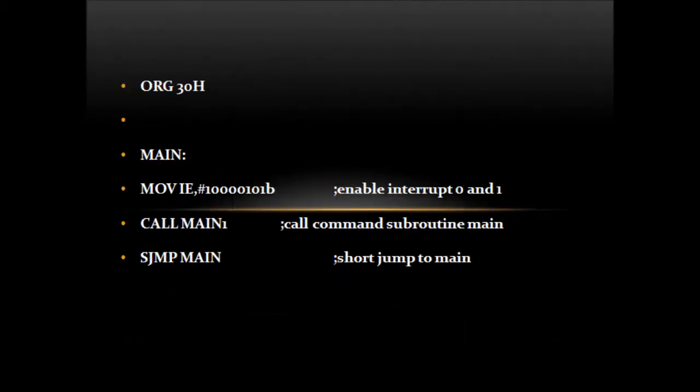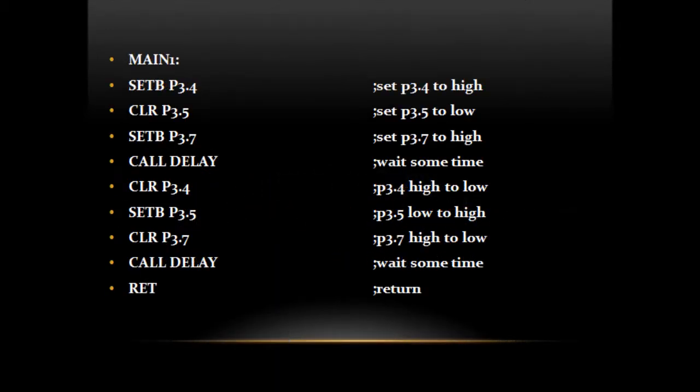This is the main program for initialization, where interrupt 0 and interrupt 1 are enabled. They are set to 1 along with enable all register. We should remember that enable all register must be always set to 1 in order for the rest of the interrupt enable register to operate. The sequence main1 is called for the processor to execute.